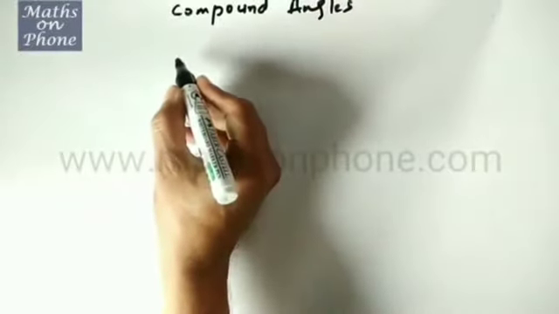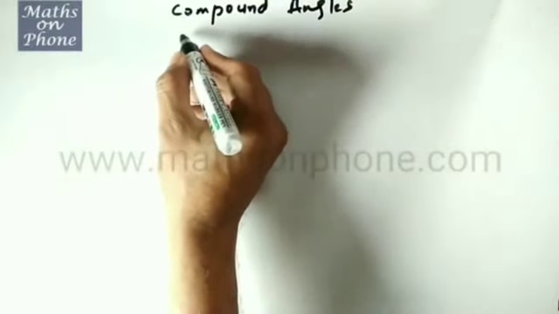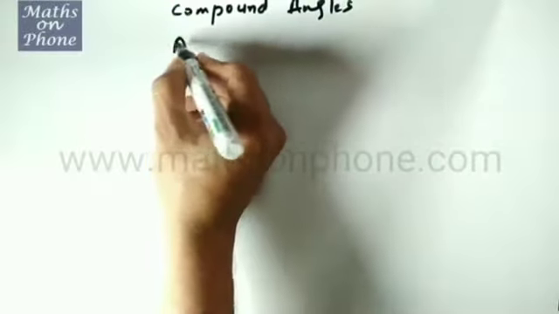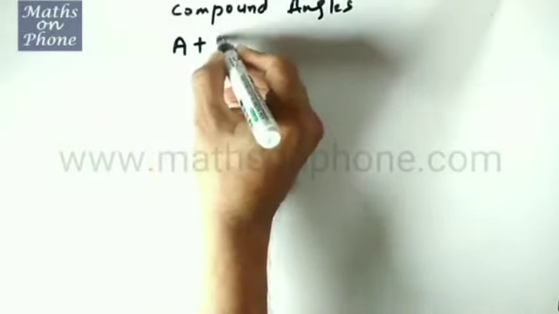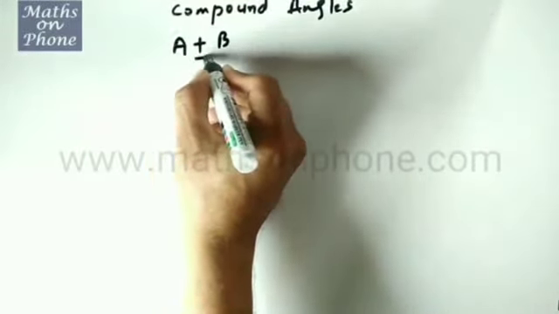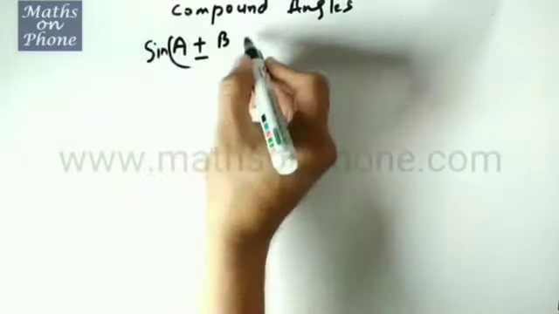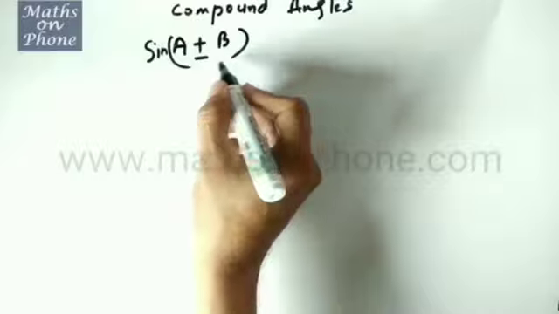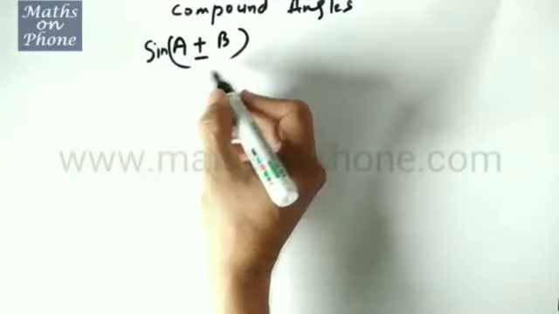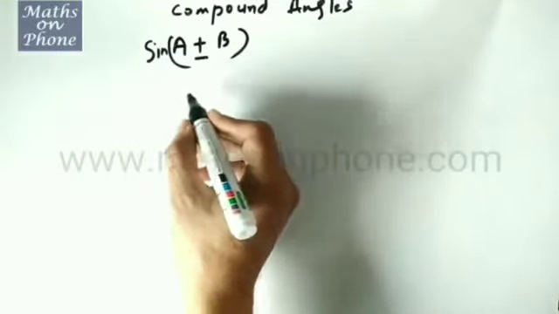Now we will see compound angles. You know the meaning of compound angles means we will be dealing with A plus B and A minus B. It can be sin(A+B), it can be cos(A+B), it can be tan(A+B), and in the same way A minus B.